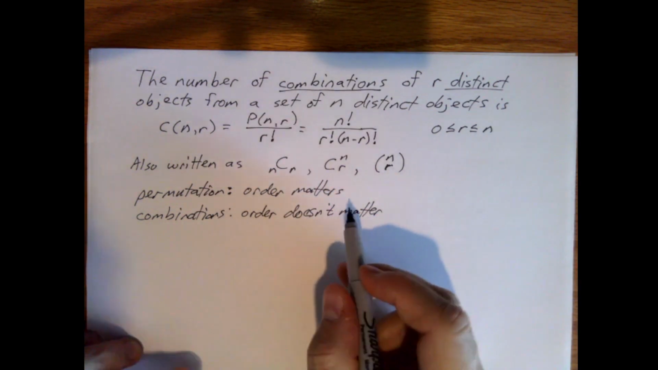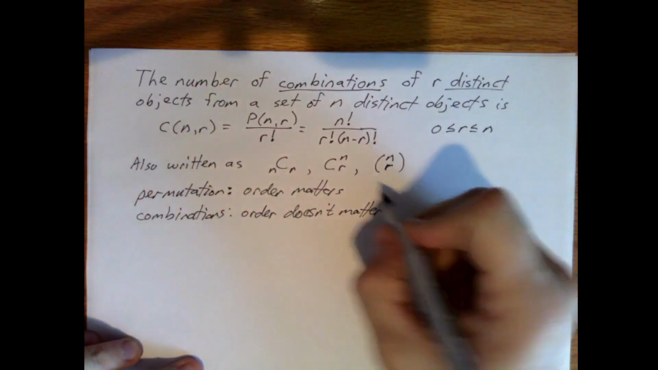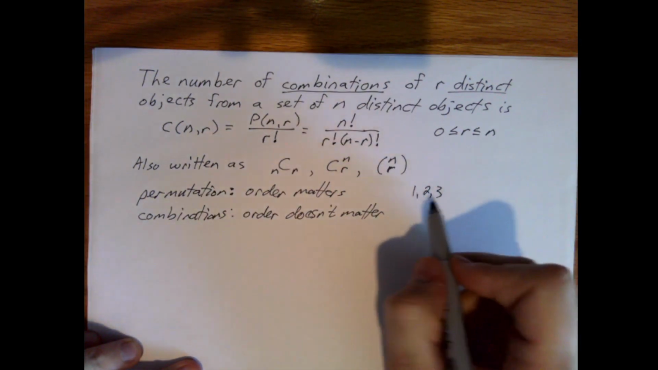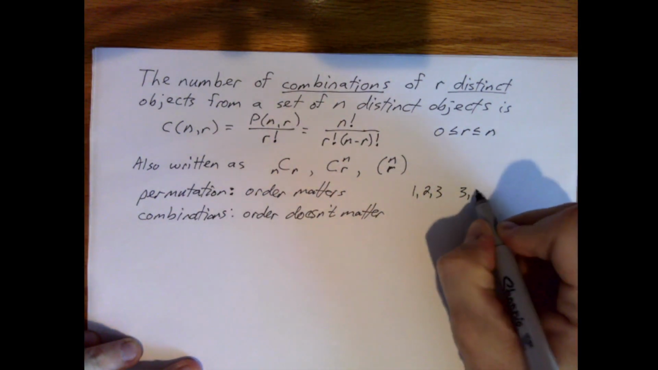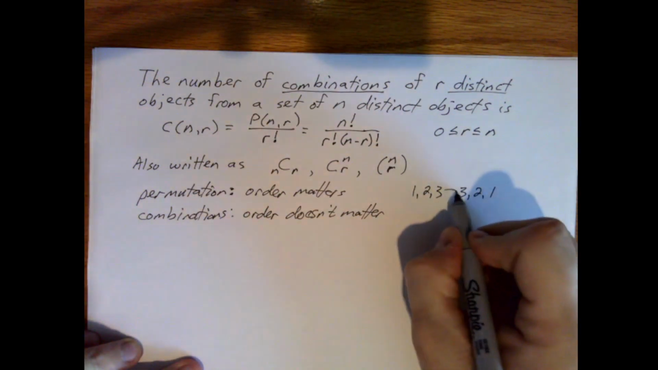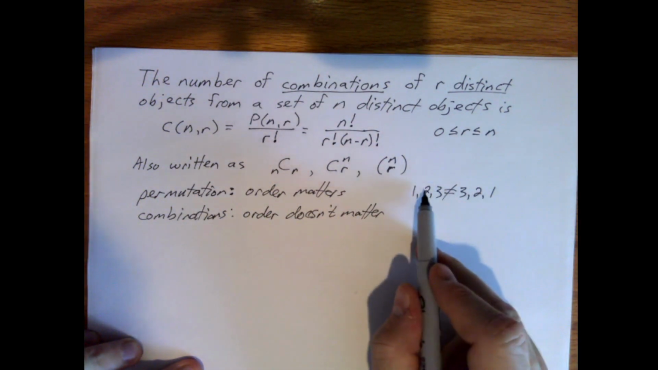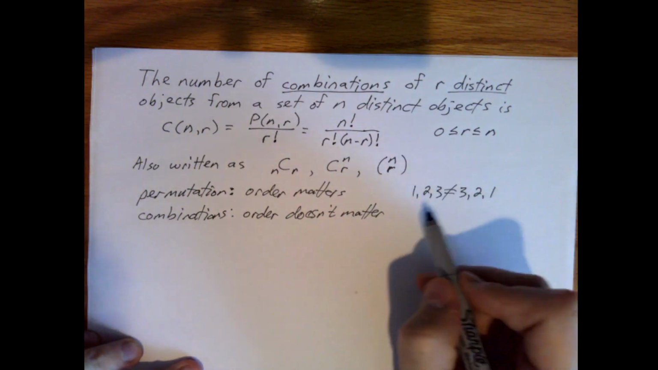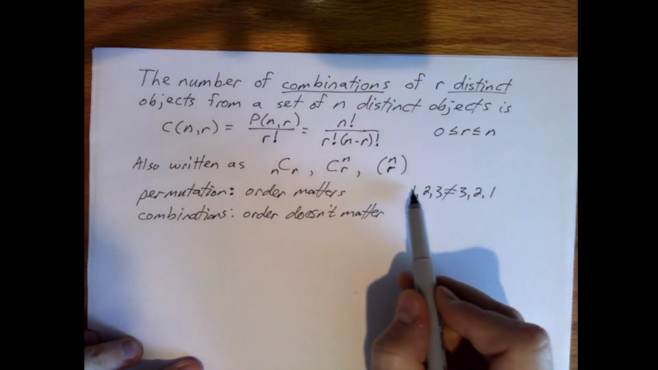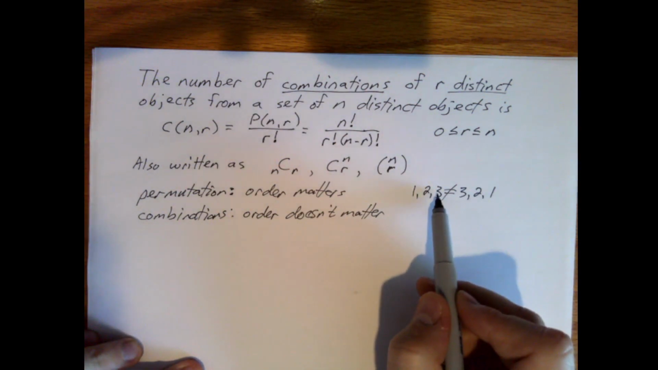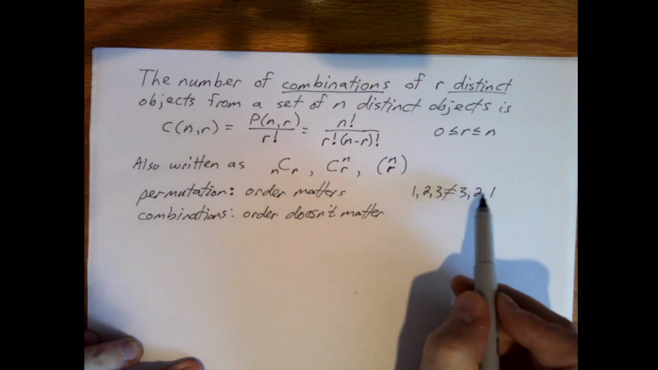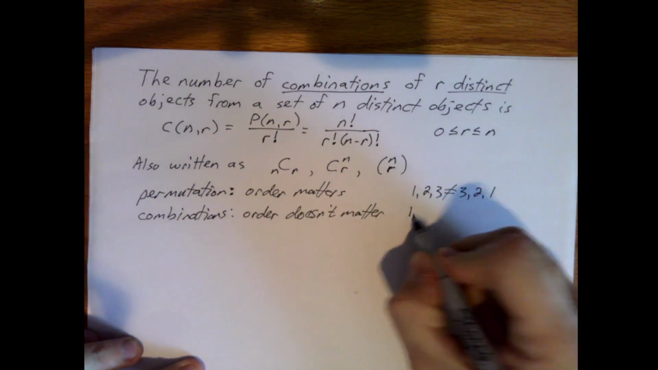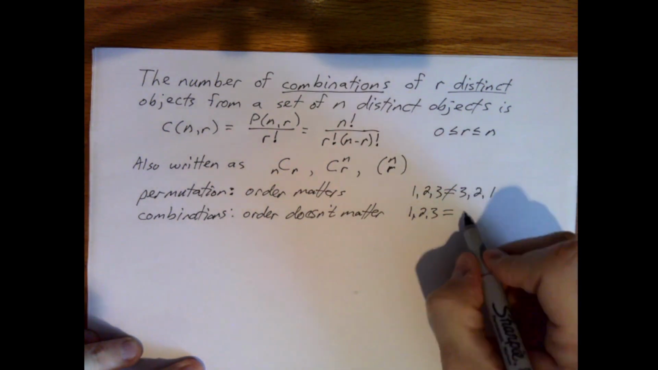And what I mean by this is that if the objects you choose from the set happen to be 1, 2, and 3, or if you were to choose 3, 2, and 1, in terms of permutations, these are not considered the same thing. They're considered two distinct orderings. So for example, if you had some type of contest, the person who won first, second, and third would be different here than if we had this right here, right? But if you're talking about combinations, 1, 2, 3 is equal to 3, 2, 1.